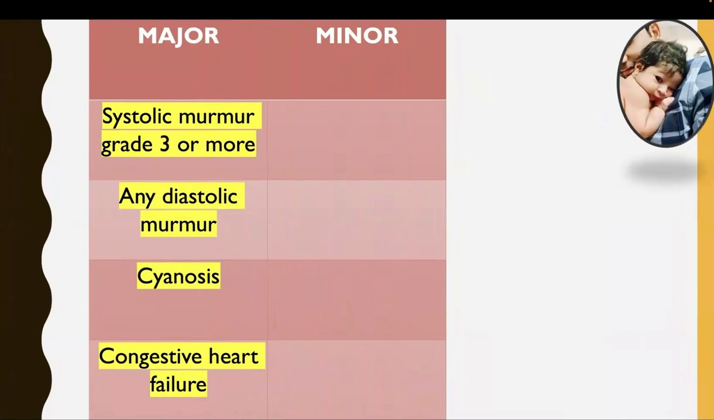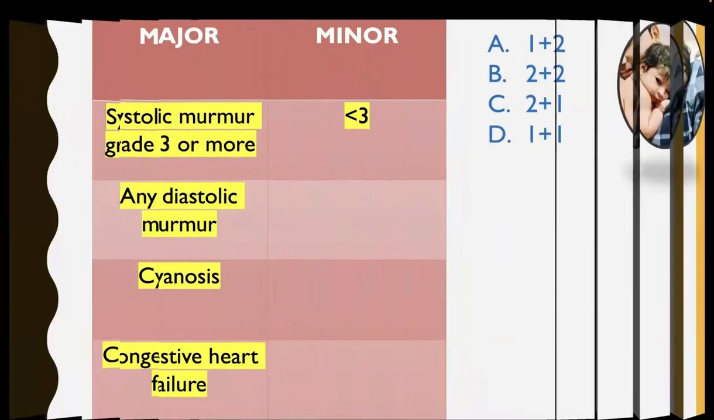I'll repeat again. We have the NADA's criteria, the topic of choice for today. To diagnose a congenital heart disease, we follow one criteria known as NADA's criteria, which has major criteria and minor criteria. In the major, either the patient has a systolic murmur grade 3 or more, and this you'll get to know by 2D echo only, or any diastolic murmur, or if the patient has cyanosis or the features of congestive heart failure, as in hepatomegaly, as in ascites, effusion, and all that. Okay, and this is the major criteria.